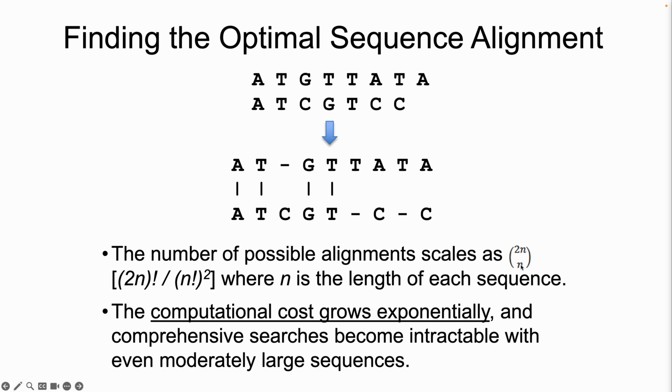This says 2n choose n. And so that's 2n factorial divided by n factorial. That is a really big number. Okay. So in a nutshell, the computational cost of exploring all possible alignments scales exponentially.